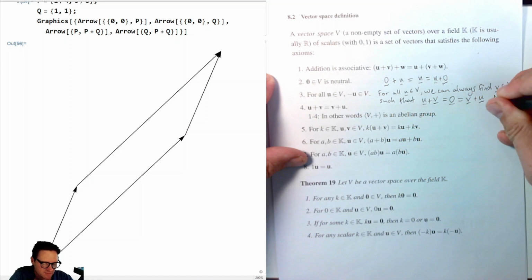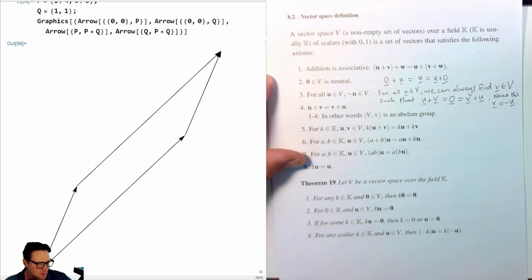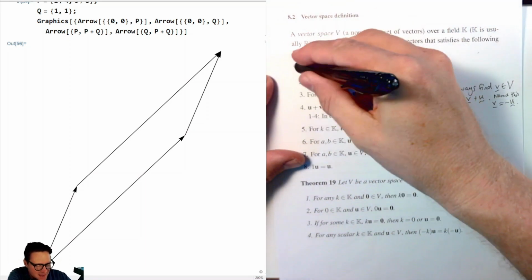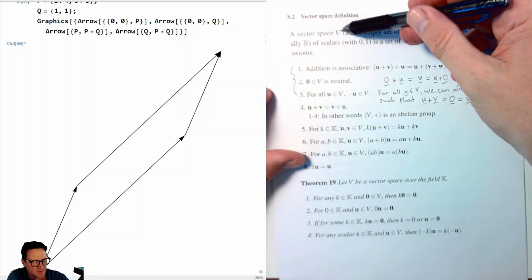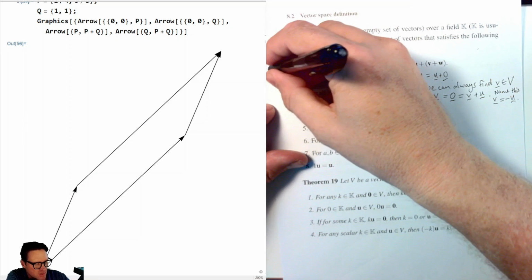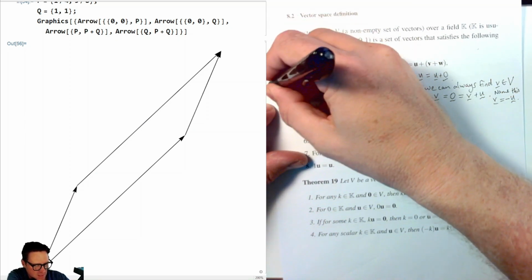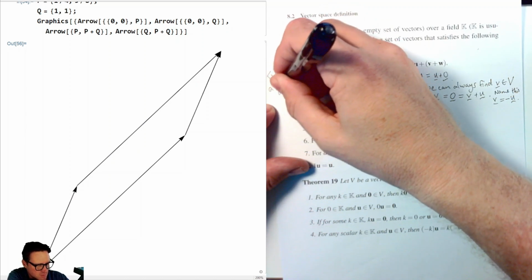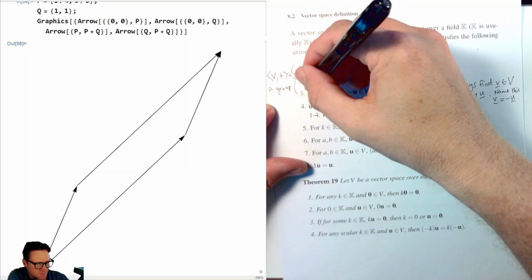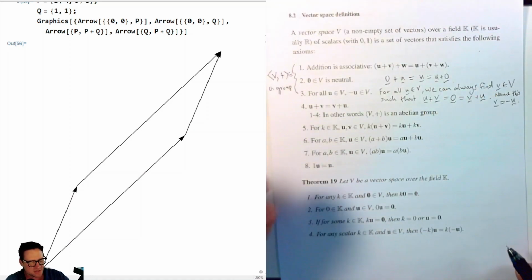So name this v equal to minus u. All right, so if the 3 of these axioms hold for V with addition, then we call that structure, V together with addition, a group.